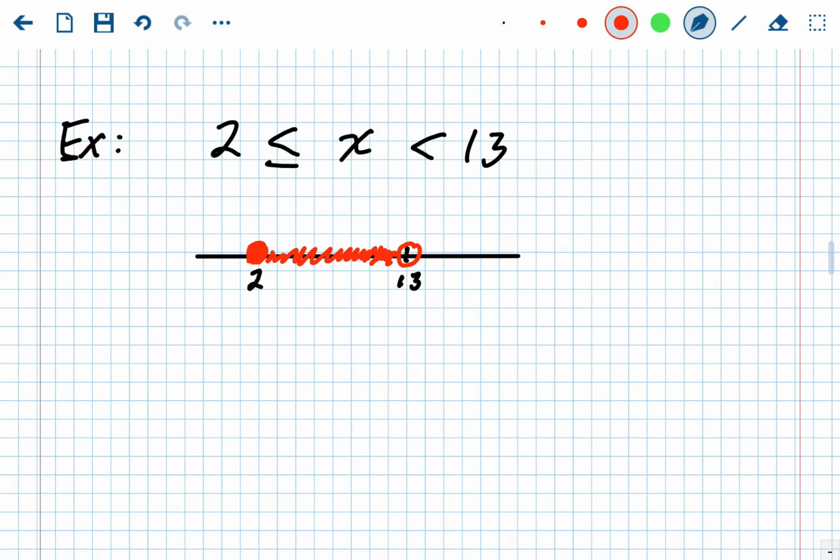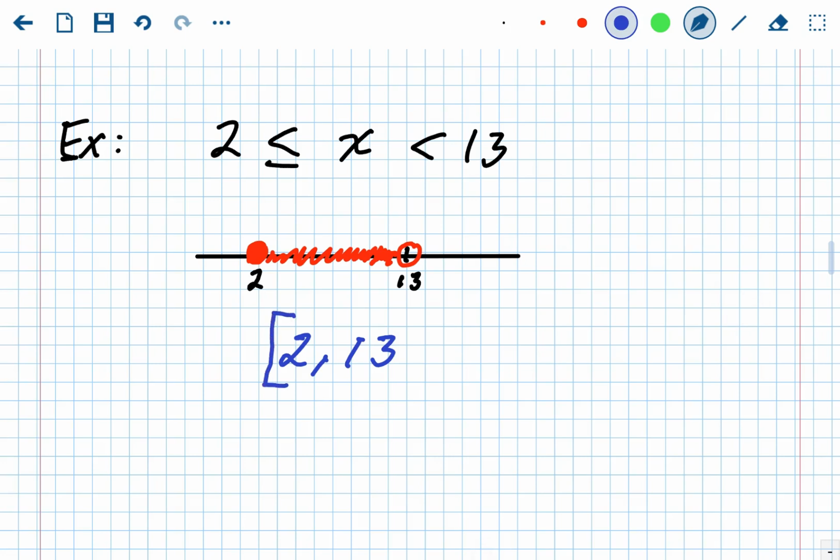What's the interval for this? Well, you need your 2 endpoints. Our endpoints are 2 and 13, so we're going to have 2, comma 13. Then, you could look at the inequality part or the graph. 2 is an or equal to, it has a closed circle, so that means the 2 is going to get a bracket.